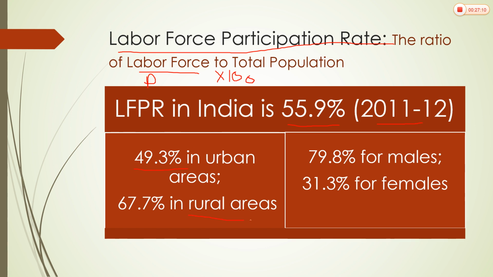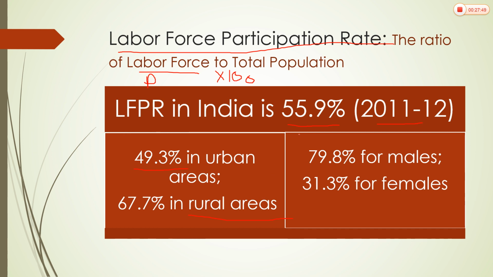And in rural areas, obviously, their condition compels them to do some work. So LFPR in India is higher in rural areas. Here we are only going to take the total population of urban areas. So in the total population of urban areas, 49.3% is labor force. In the total population of rural areas, 67.7% is labor force. It means 67.7% people in the rural areas are either working or looking for work.